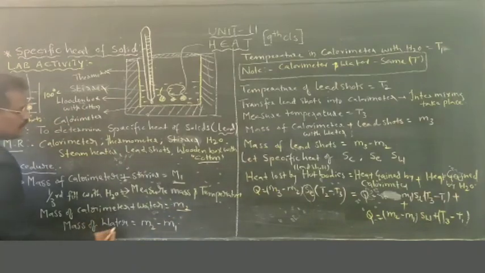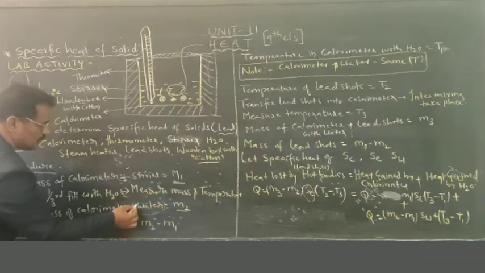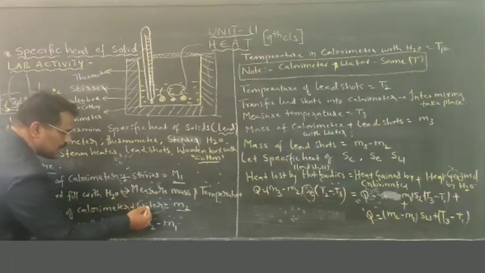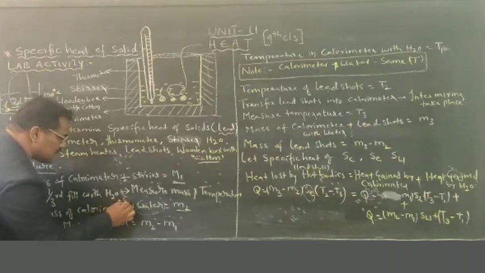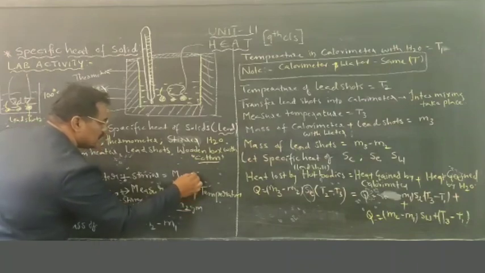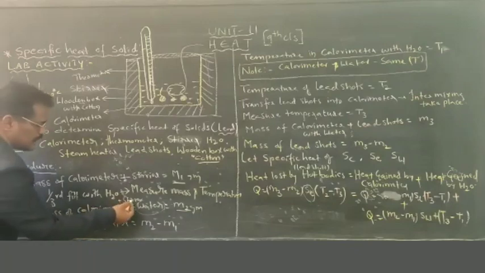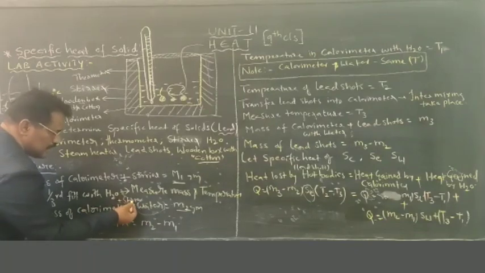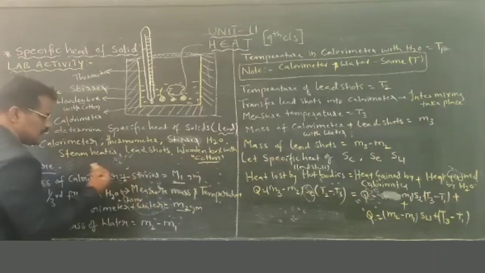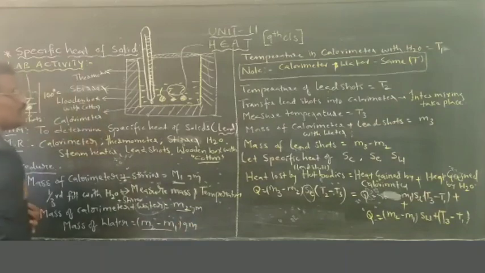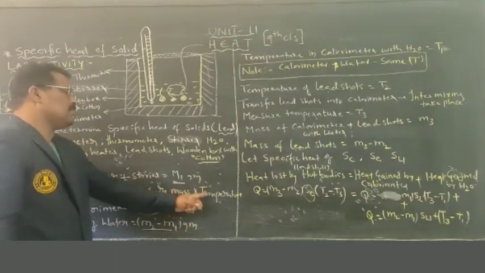Then, if you require only the mass of water, you subtract the mass of the calorimeter with stirrer from the mass of the calorimeter with stirrer plus water. Calorimeter plus stirrer plus water is M2 grams, and calorimeter plus stirrer is M1 grams. I require only the mass of water, so if I subtract, I get M2 minus M1 grams.